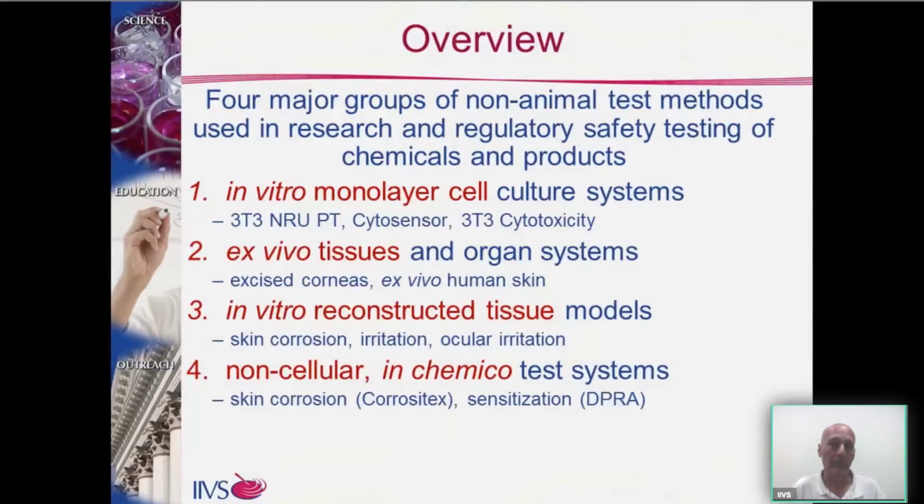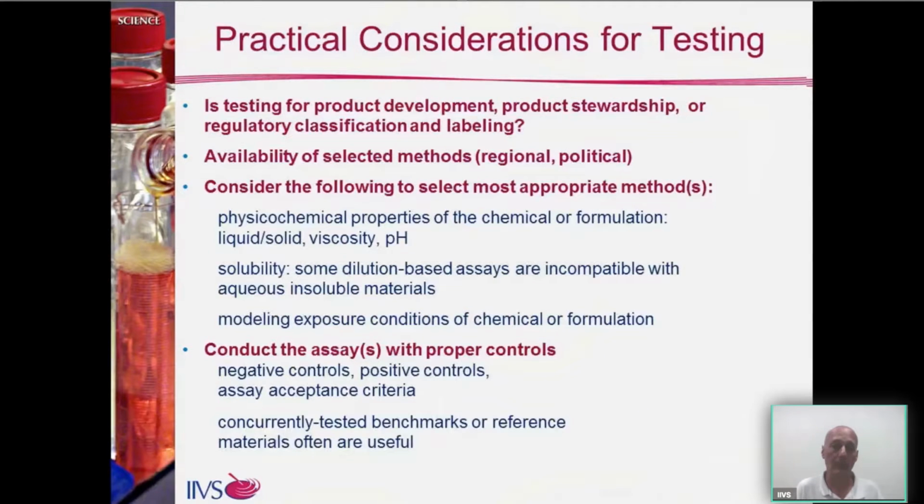Before we move on, there are some practical considerations for testing. And the first thing to think about is, what is the testing for? What is the purpose? Is this for product development, for product stewardship, or for regulatory classification and labeling? There are different test methods and approaches taken for each of these arenas. One also has to consider the availability of selected test methods, as there may be availability issues in regions, perhaps in the availability of some of the tissue models or tissues. There may also be some political barriers to obtaining certain test methods across government barriers or across country barriers.